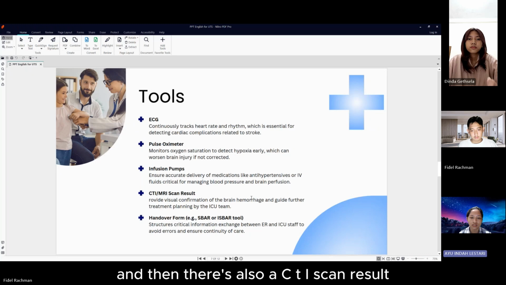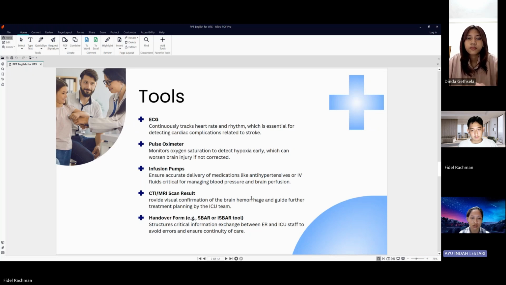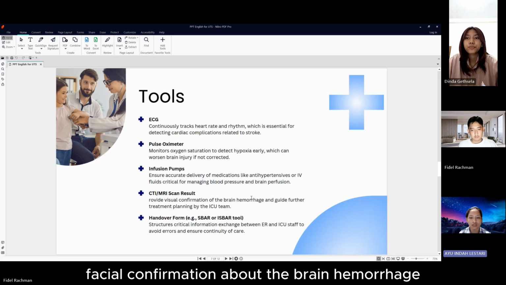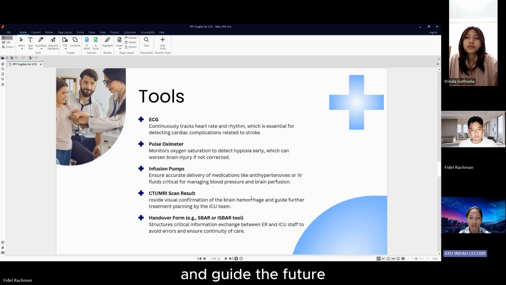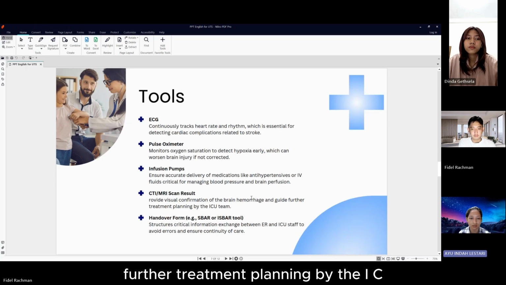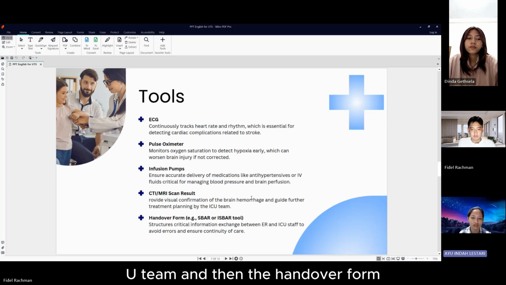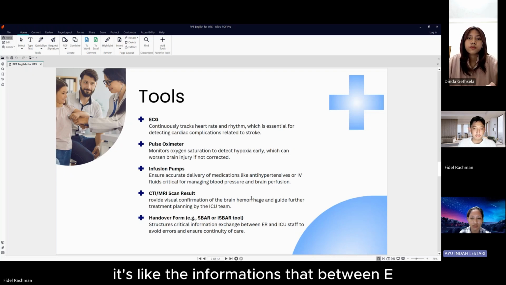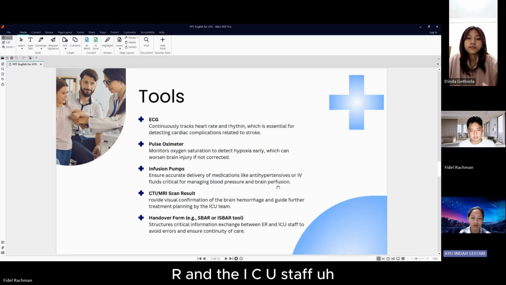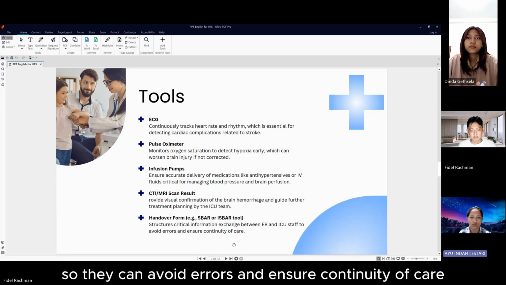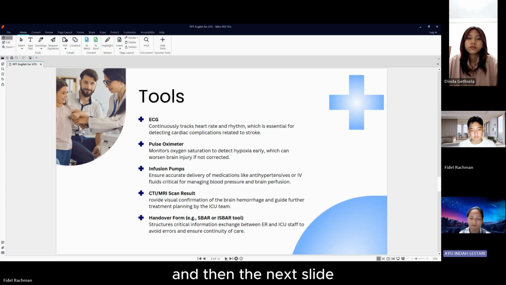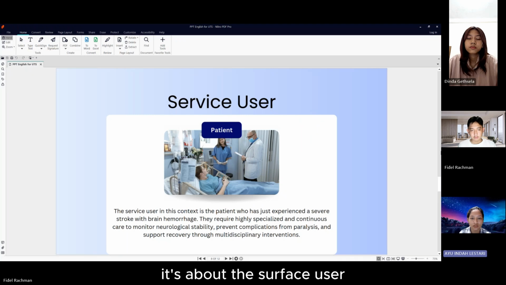And then there's also a CT scan result. It provides visual confirmation of the brain hemorrhage and guides further treatment planning by the ICU team. And then the handover form. It's the information exchanged between ER and ICU staff, so they can avoid errors and ensure continuity of care. And then the next slide is about the service users.